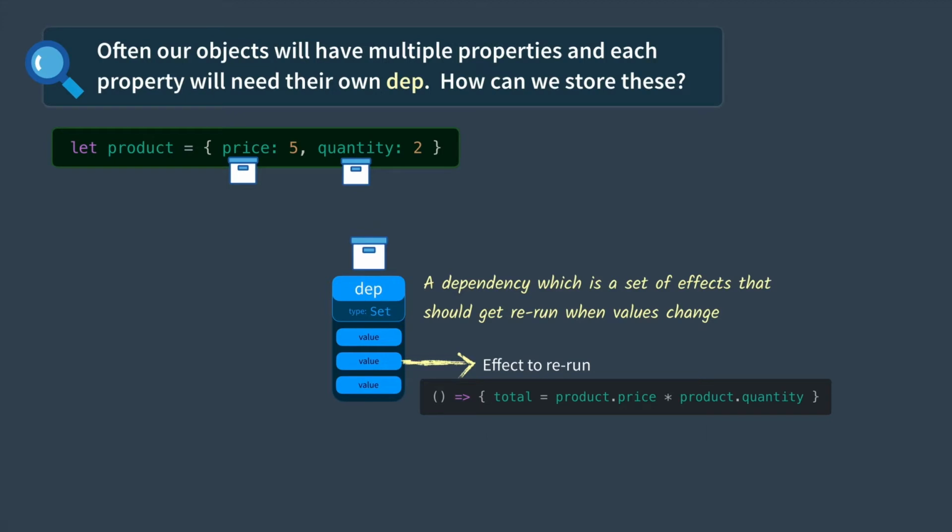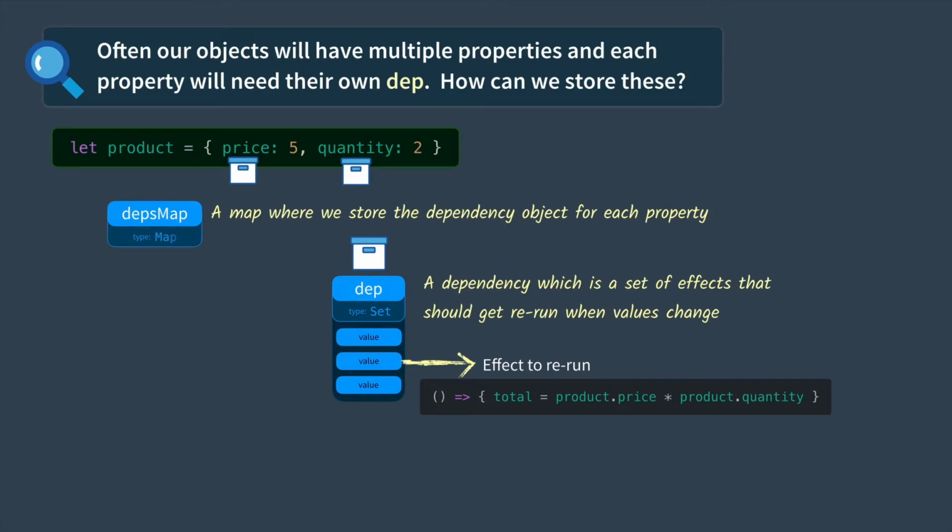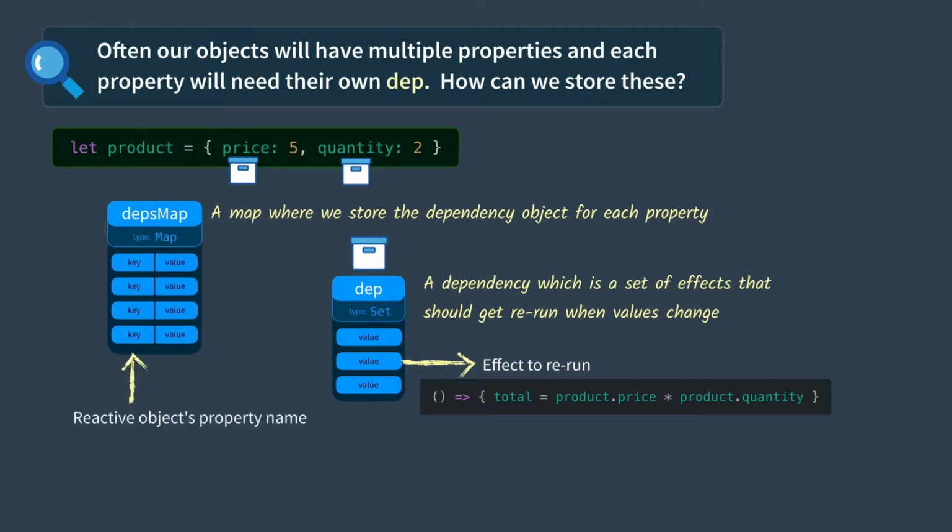To store these deps in a way to find them later, we're going to create a depsMap. It's a Map where we store the dependency object for each property. A Map has a set of keys and values. We'll use our object's property name as the key, such as quantity or price. Our values in this case will each be a dep.